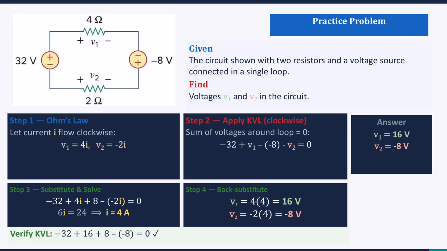Step 4, back substitute. V1 equals 4 times 4, equals 16 volts. V2 equals minus 2 times 4, equals minus 8 volts. Verify. Minus 32 plus 16 plus 8 minus negative 8 equals 0. The circuit checks out.